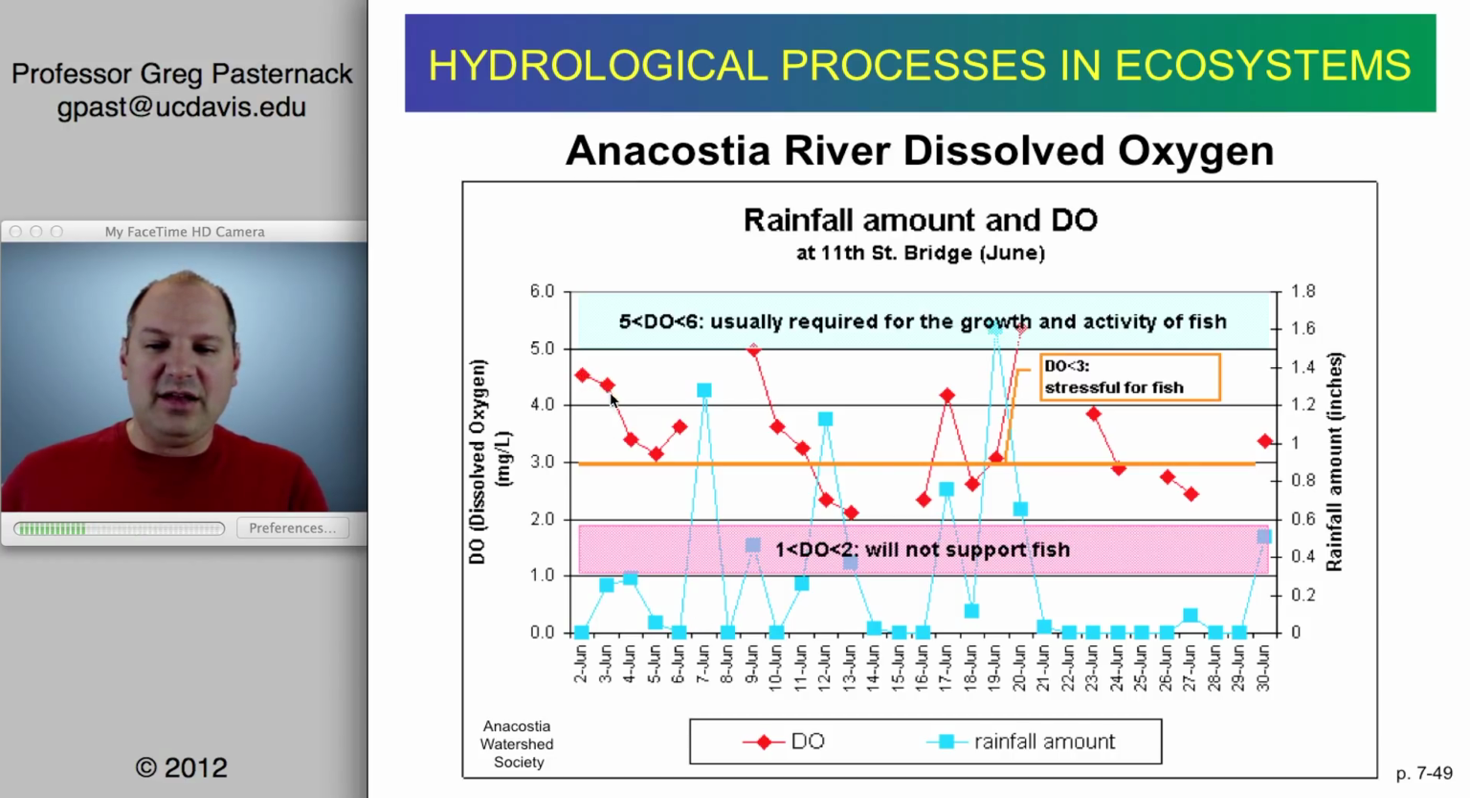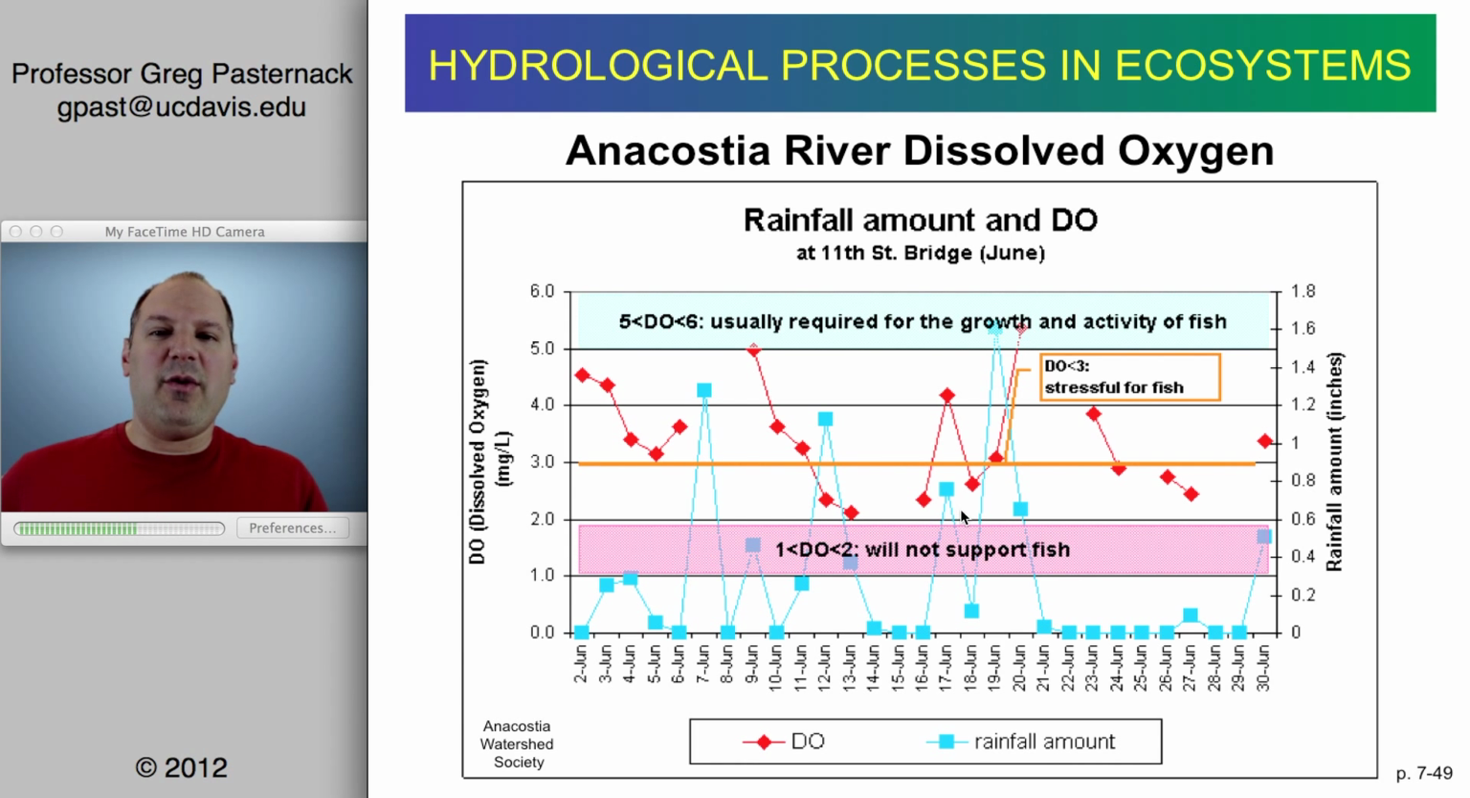So you can see here that we're fluctuating with these red diamonds in the range of 3 to 5 milligrams per liter. It takes 5 to 6 usually for growth and activity. And actually, if it was equilibrated with the atmosphere, it'd be more like 8 milligrams per liter. You can see that 1 to 2 milligrams per liter dissolved oxygen will not support fish, and below 3 is stressful for fish. So you can see that there's a period here of about a week where it's below that level, and then again later in June. And it tends to be that when you get these storms, the levels then drop.